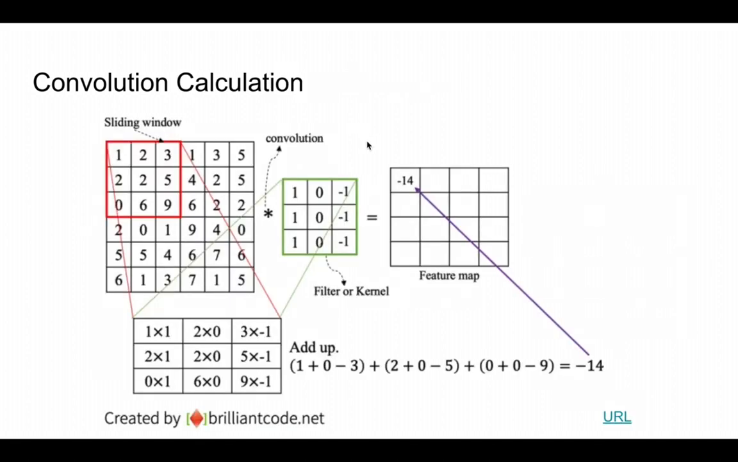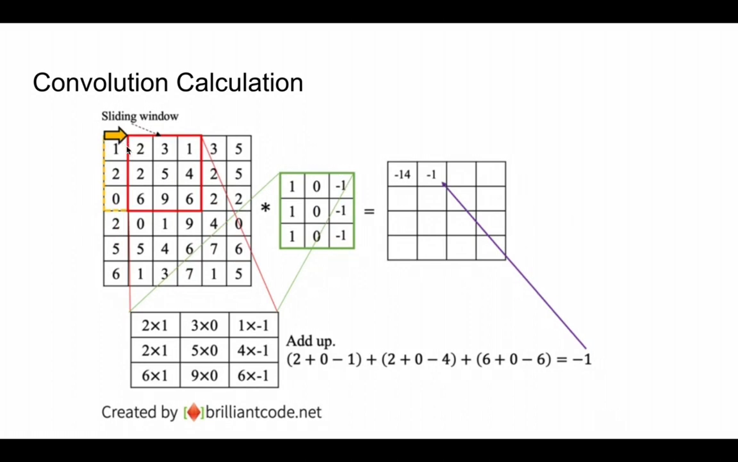Let's walk through this algebra in detail. To calculate the first element of the feature map, we apply the filter on the first 3 by 3 pixels. The way to apply this filter is each element times the filter's corresponding element position. In this case, it's 1 by 1, 2 by 0, 3 by minus 1, 2 by 1, 2 by 0, and 5 by minus 1. Then we add all these numbers together to get minus 14 and fill it into the feature map.